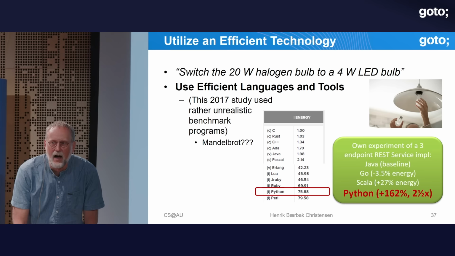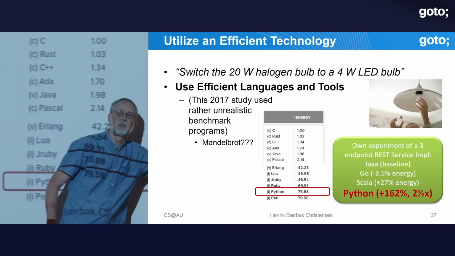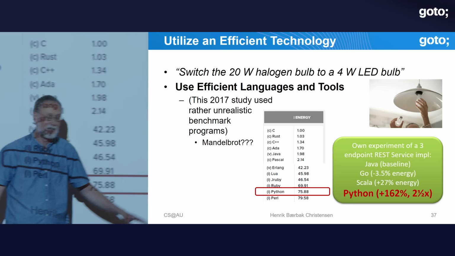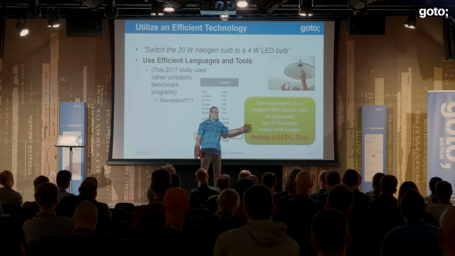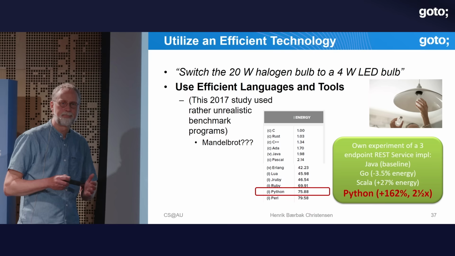And the first thing I noticed was Python couldn't cope with the load that these handle easily. So I had to recompute the amount of energy per transaction in order to get this number, because they did 700 transactions per second, and this could barely handle 1,400 transactions. But still, 162% more energy on doing exactly the same. So next year we meet, I see no hands on Python programmers, right?